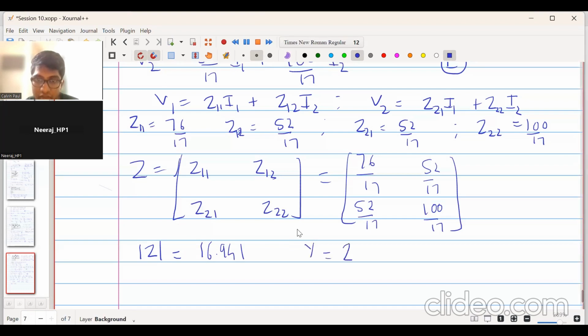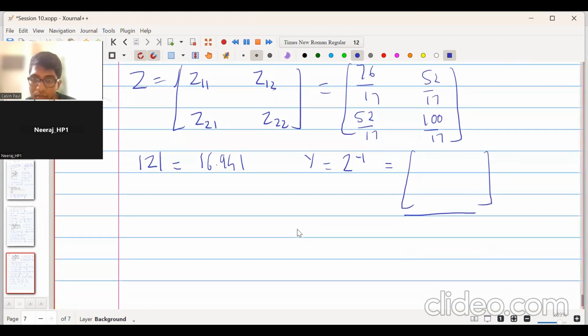Now we want to find the Y matrix. If you remember, Y matrix is equal to Z inverse. So can you find the Y matrix? What will this be? This will be divided by the mod of Z. So what will be over here? Yeah, this will be 100 upon 17. This will be 76 upon 17. This will be minus 52 upon 17. And this will be minus 52 upon 17.